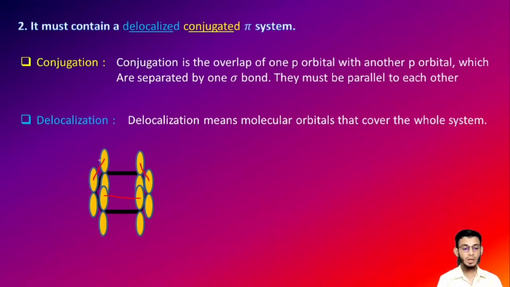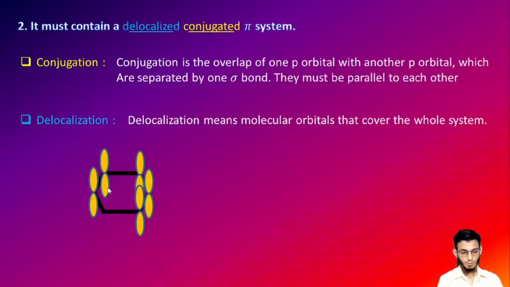So remember one thing, pi bonds are delocalized, but due to the conjugation. Remember this thing: delocalization is possible due to the conjugation. And you can see these orbitals, or these pi bonds, cover the whole system by delocalization. You can see simply here like this. I'm showing you the animation like this.